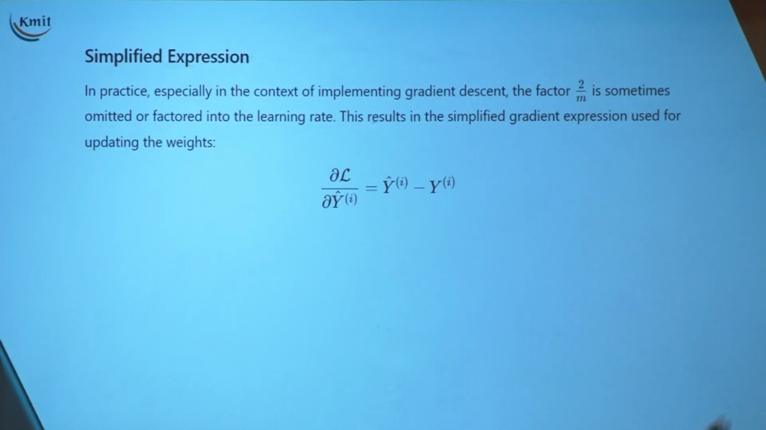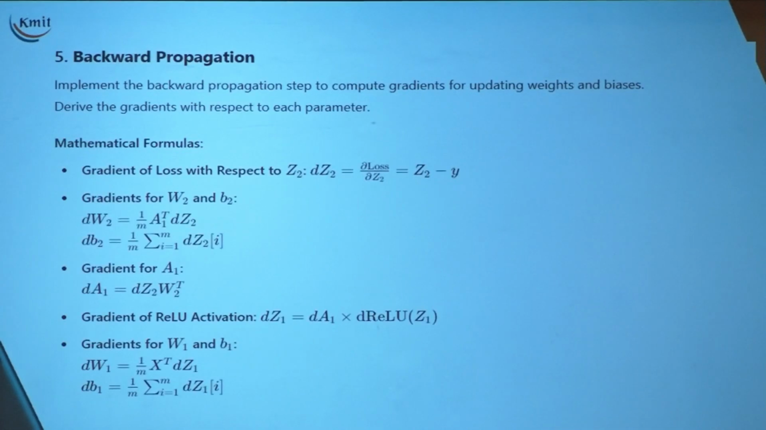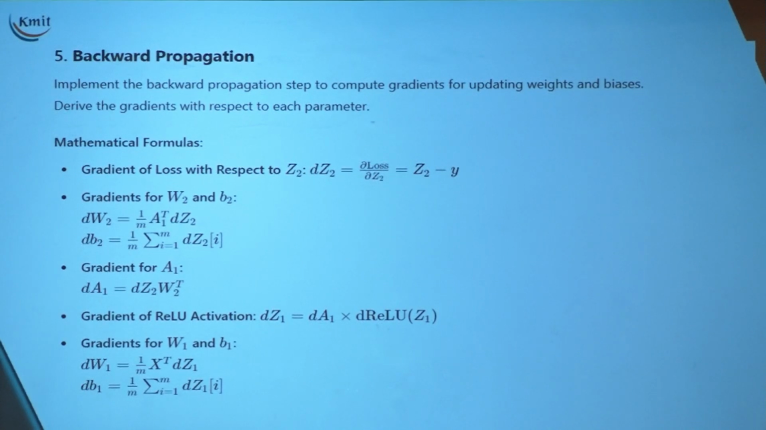I told you about 5 calculations, right? So the first calculation is the final output derivative calculation, which is A2 minus Y. Now these are the 5 steps that I was talking about. First you have to calculate derivative of loss with respect to Z2 or A2 in our case. After that we have to calculate gradients for W2 and B2. Then calculate gradient for A1, and then we calculate gradients for the activation function Z1, and then we'll calculate the gradients for W1 and B1. These are the 5 steps that we do in backward propagation. I'll explain each of them in detail.